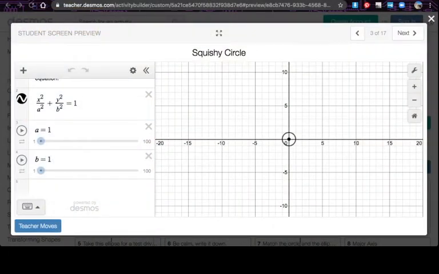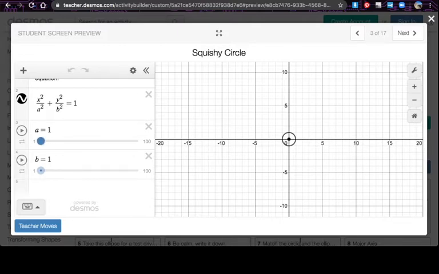So here we have a squishy circle, and it's actually a circle. So I've got these values here which are kind of weird, but a equals 1 and b equals 1, those are important. If they're both equal to 1, then your equation up here, x squared over a squared plus y squared over b squared equals 1, is just x squared plus y squared equals 1. It's the equation of this little circle you see in the middle.